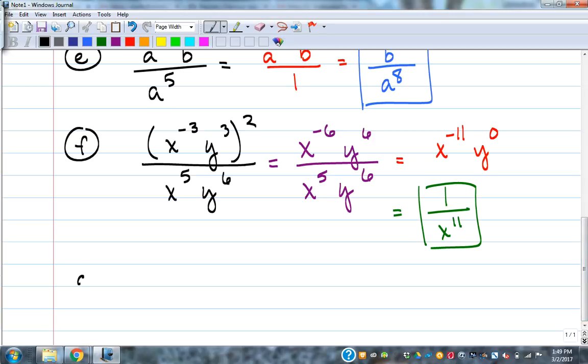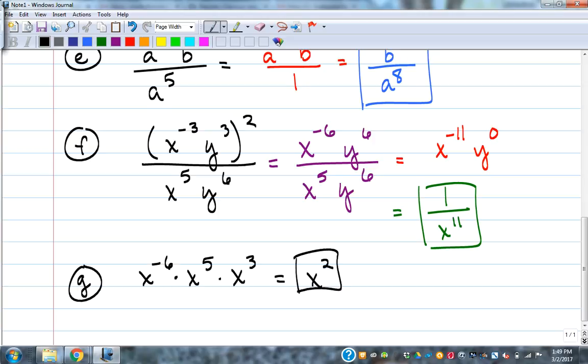All right, let's regress a little bit and go to something a little bit easier. Or I say easier, maybe it's not. x to the negative 6 times x to the 5th times x to the 3rd. What's that going to be? x squared? How'd you get that? Add all those exponents. Even though one of them's negative, you still follow the same rule for multiplication. You add them all up. Negative 6 plus 5 would be negative 1 plus 3 is 2. So that's x squared. Nothing to fix because it's already a positive exponent.